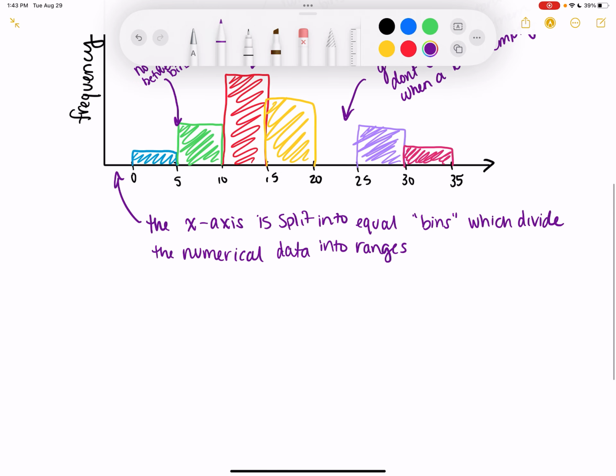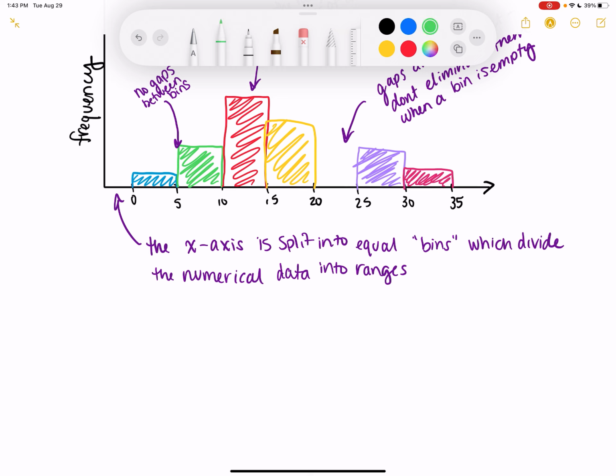All right. Obviously, we'll do a lot more with that, but I wanted you to have a general idea of that. So, histograms can show frequency or relative frequency, which remember is a percent.